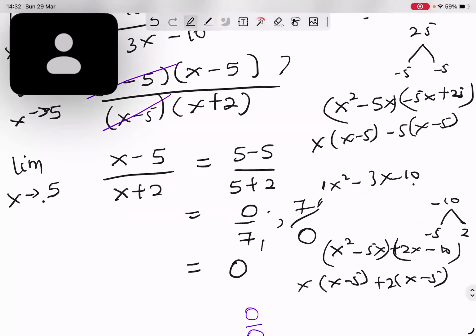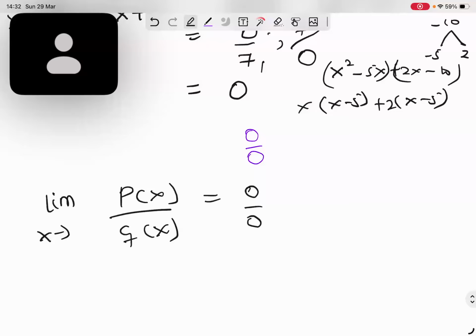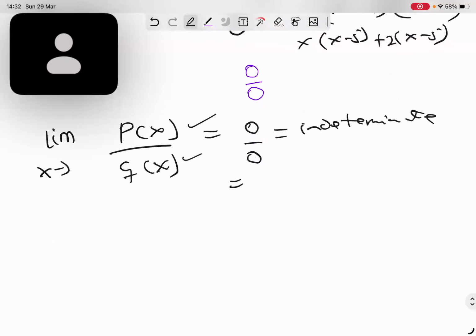Is there any other question? All right, so if the functions involved are polynomial functions, for example, P of X divided by K of X, and you have 0/0, which is indeterminate, then to simplify it, when both top and bottom are polynomials, we use factorization, because factorization is used when you want to simplify polynomials.